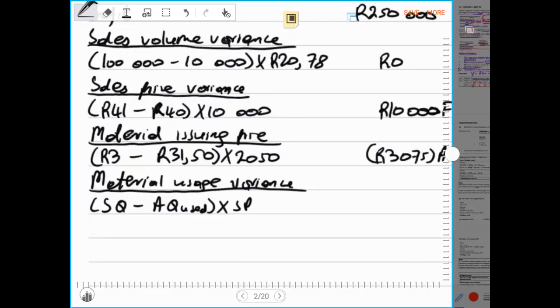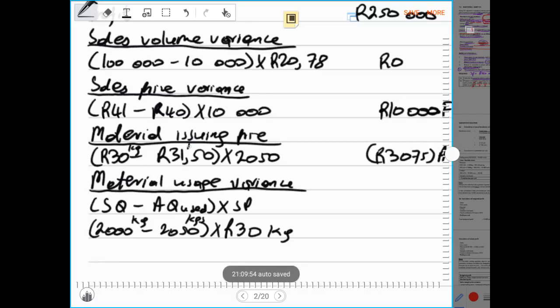So now we have our standard quantities as 2,000 kgs of material minus actual quantity used. We only used 2,050, times this by the standard price per kg. Remember, these are kgs. This is kgs. This is kgs. And this must also be kgs. And whenever inside there are kgs, you also multiply by the kgs. This was 30 rand per kg. This 30 rand was per kg. And the 31 rand was also per kg. Sorry for the zero that I forgot there.